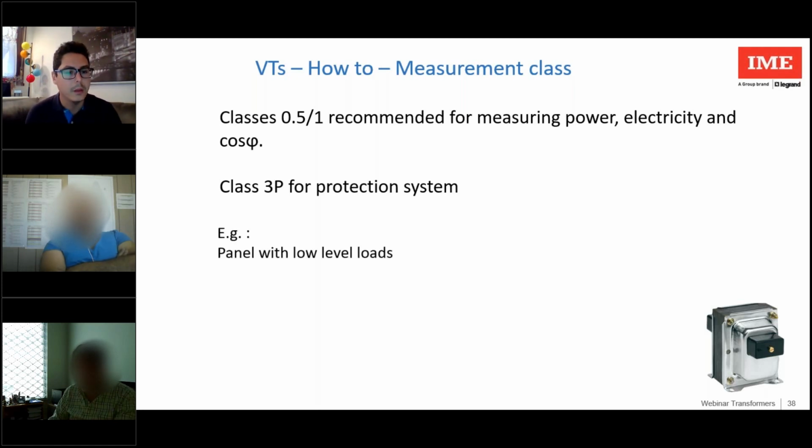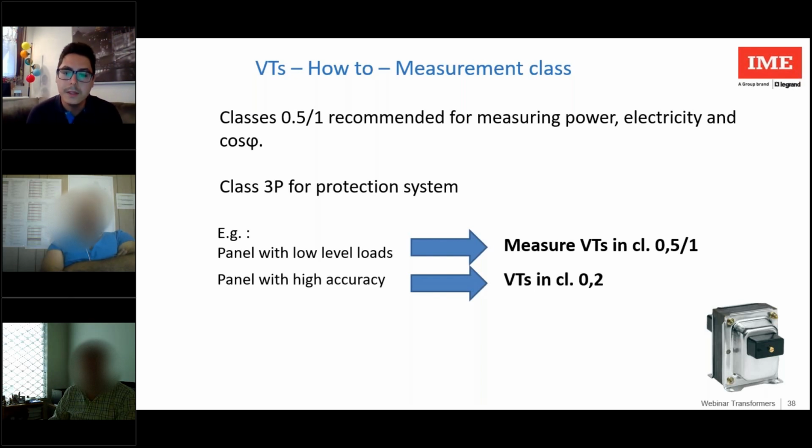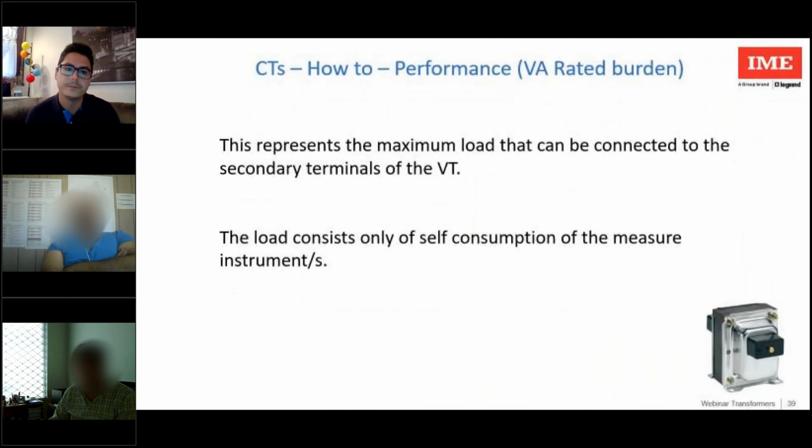This is an example with the panel with low level load. I use measurement VTs in class 0.5 or 1. With a panel with high accuracy, I'm going to use VTs in class 0.2. For the performance, this represents the maximum load that can be connected to the secondary winding of the VTs. With respect to the CTs, the load consists only of the self-consumption of the measurement instrument, so not also the cable.